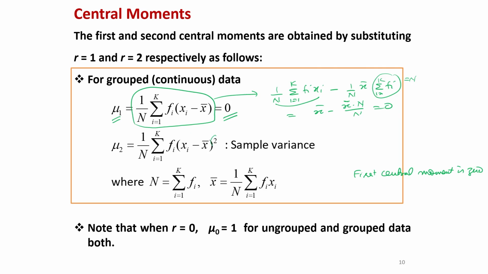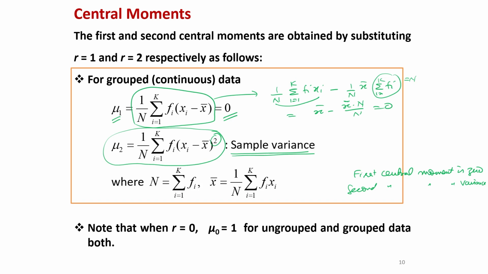Now, if you put r equal to 2, then mu 2 is defined as 1 upon capital N summation i goes from 1 to k f_i (x_i minus x bar) whole square. If you try to identify this, it is nothing but the definition of variance based on the sample data, or the sample variance. So, the second central moment is variance. Now you can see the first raw moment is the arithmetic mean, the first central moment is 0, and the second central moment is variance.